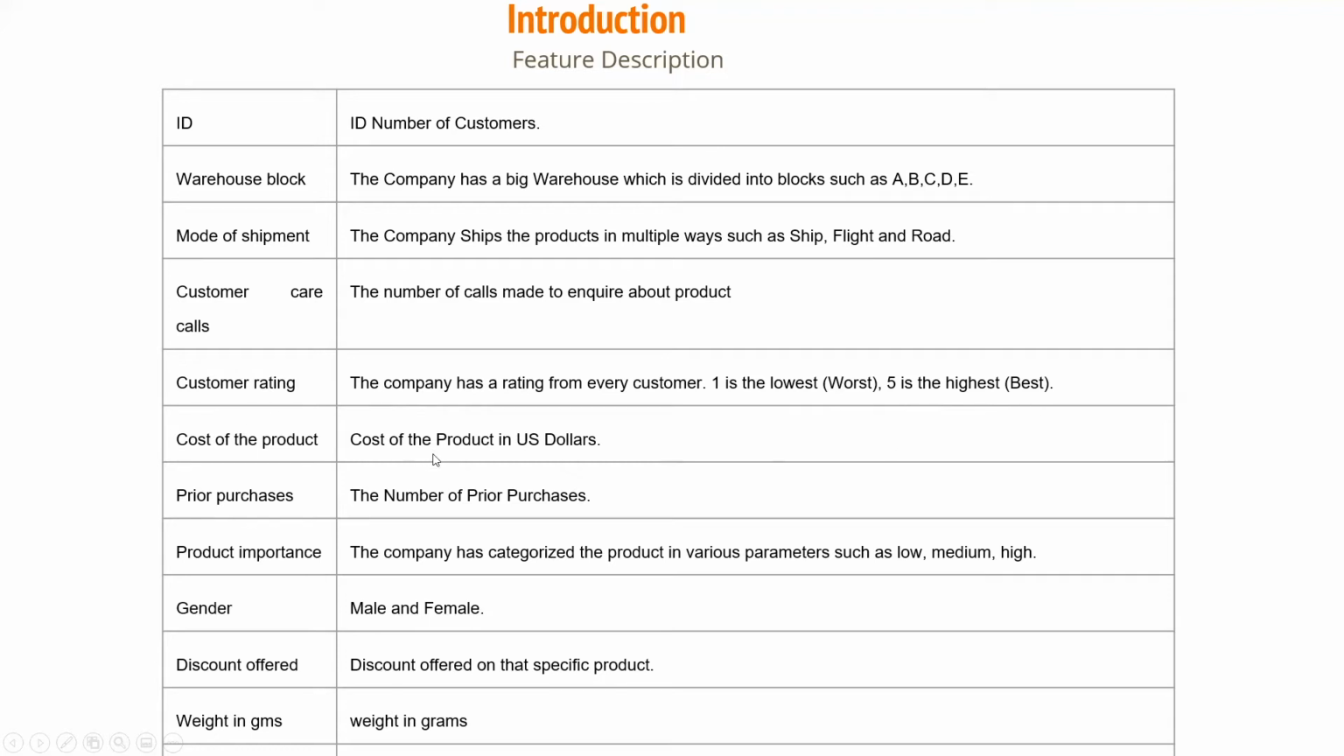Cost of the product. Cost of the product in US dollars. Prior purchases. The number of prior purchases. Product importance. The company has categorized the product in various metrics such as low, medium, high in three ranks. Gender, male and female. Discount offered on that specific product. Weight in grams.